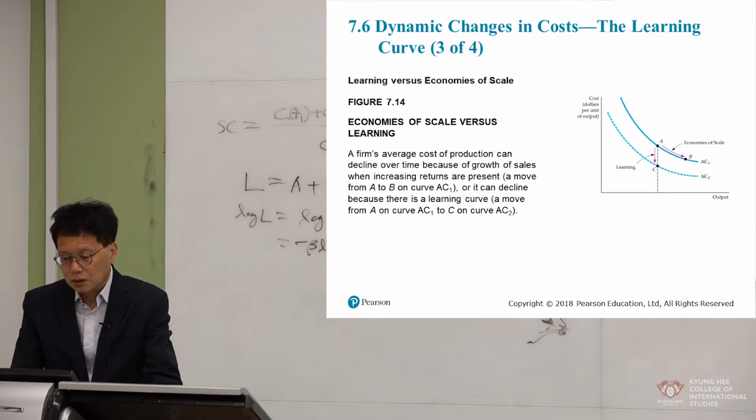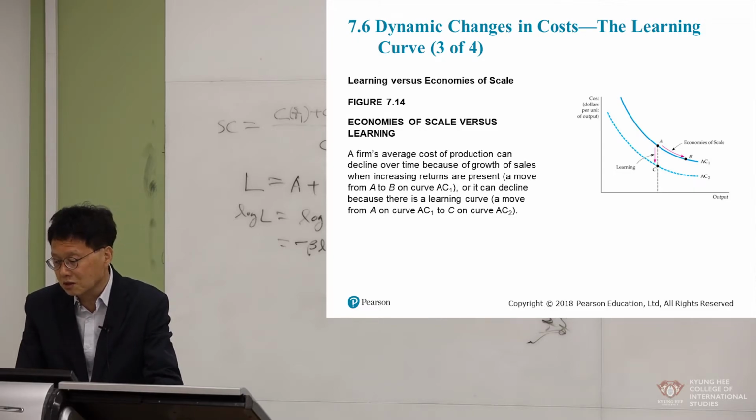Learning curve: learning versus economies of scale. The difference between learning and economies of scale. Now, the y variable is not accumulated output, just output. Right? So, average cost decreases like this. That is economies of scale, isn't it? Right? Q increases, average cost decreases. That is the definition of economies of scale.